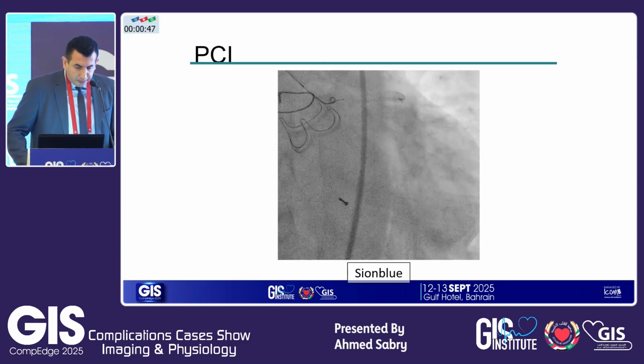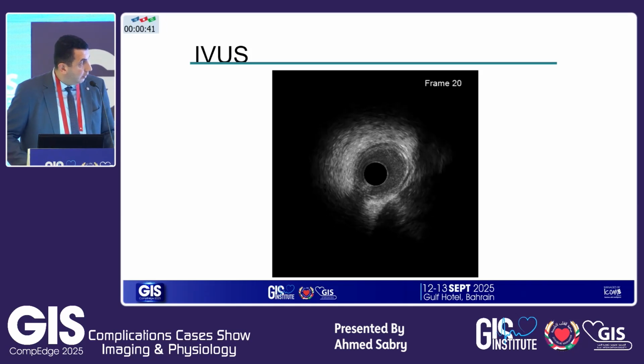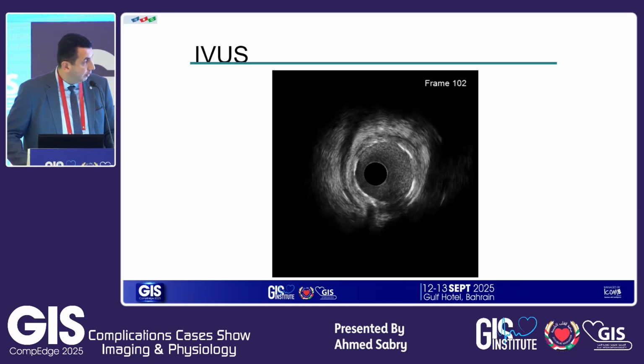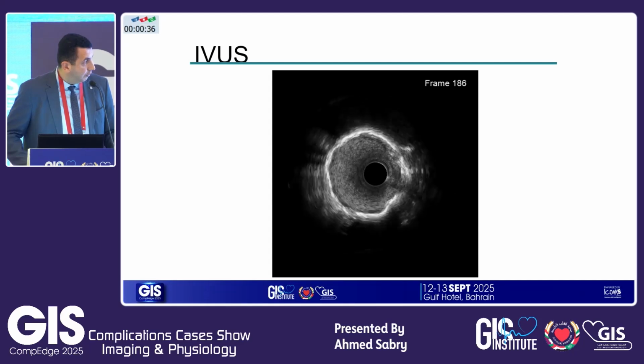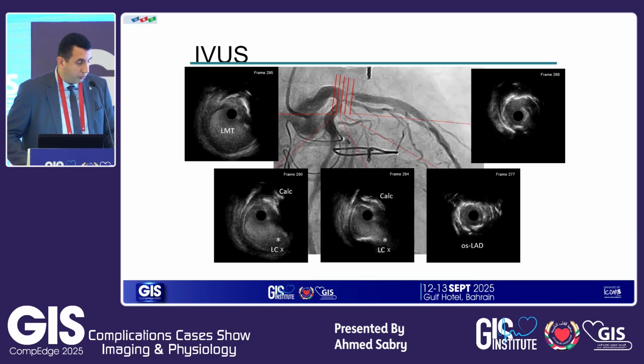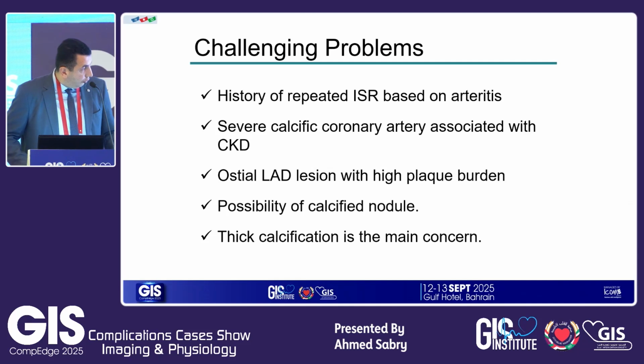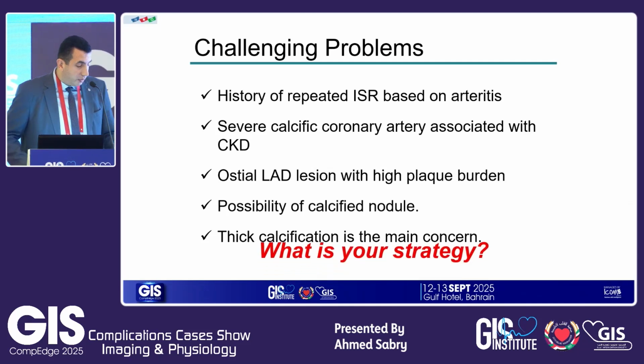We started wiring with Cyan blue, and then we did IVUS, which showed severe calcification. So here we have the challenging problems: history of repeated ISR, severe calcification of the coronary artery associated with CKD, ostial LAD lesion with high plaque burden, possible calcium nodule, and thick calcification in the main concern. So what is the strategy?